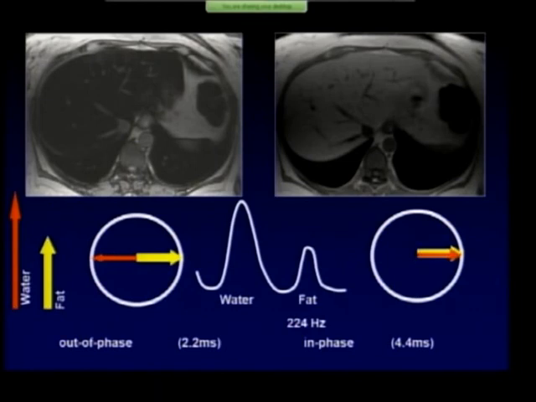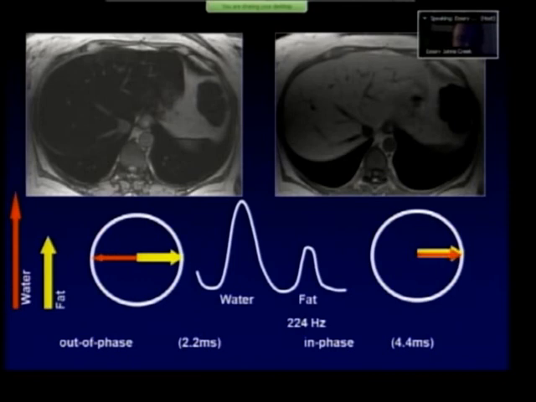Why do we use in and out of phase imaging particularly in the liver? We know from our MR physics that fat and water precess in and out of phase. On the 1.5 Tesla magnet, the precession out of phase is 2.2 milliseconds, and then in phase occurs at 4.4 milliseconds. As they precess in and out of phase, once they are out of phase, there is drop of signal as they cancel the signal intensity of each other.